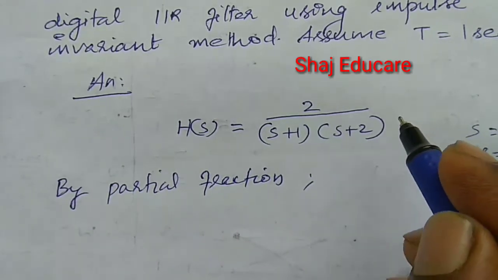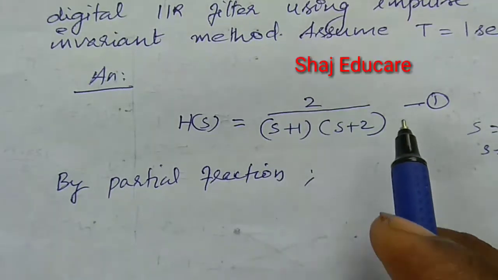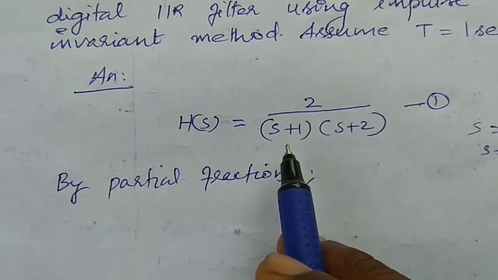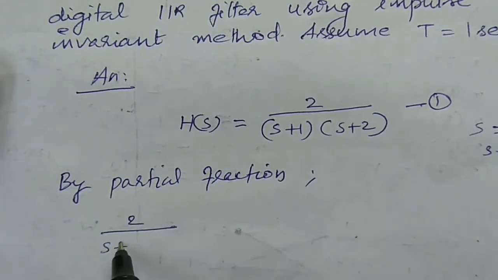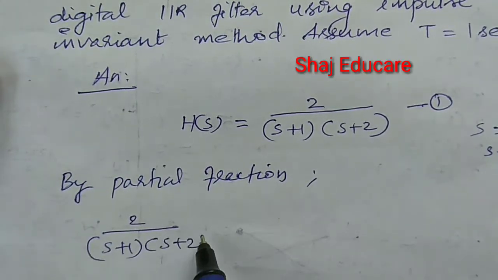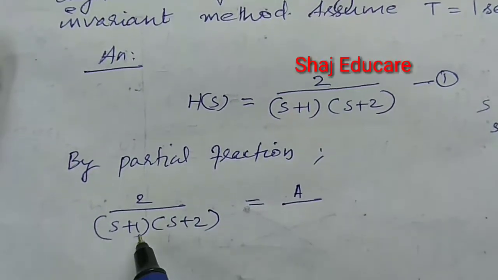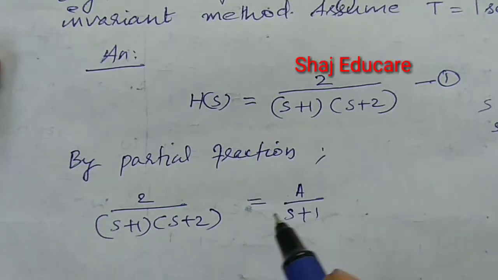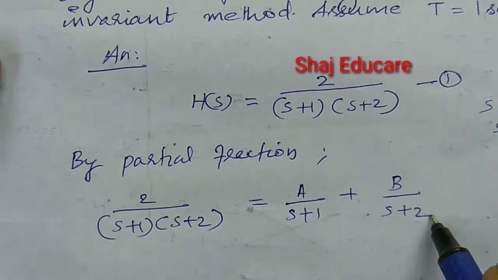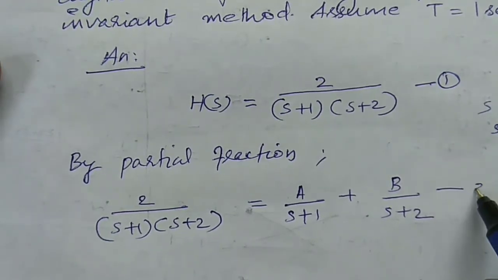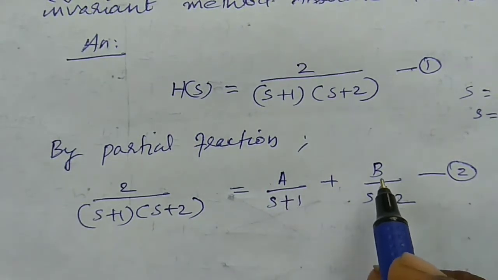Okay, before that, let us put it as equation number 1, and by partial fraction now we are going to split the RHS of this equation, 2 divided by (s + 1)(s + 2). By applying the partial fraction method, let us write it as A divided by s plus 1, plus B divided by the second pole, s plus 2. Okay, now let us mark it as equation number 2. And how can we find the values of A and B?